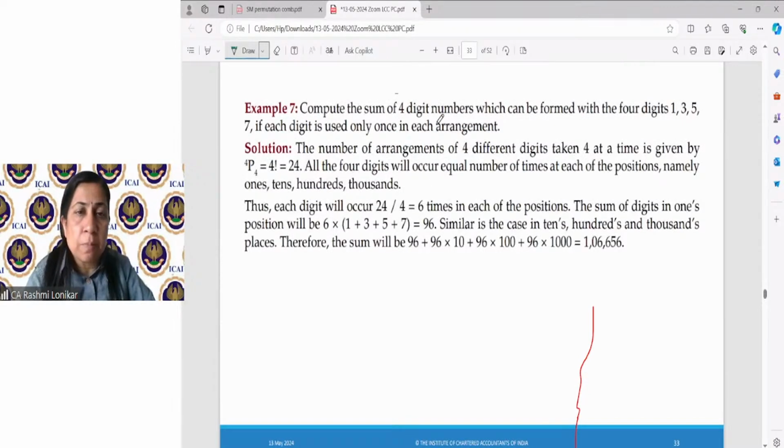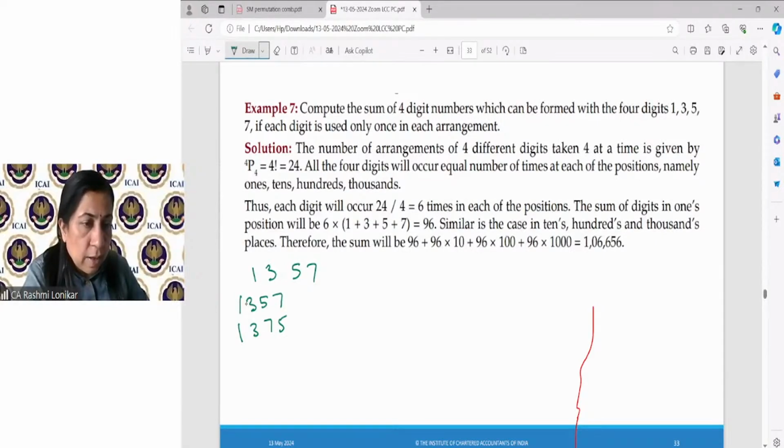Compute the sum of 4-digit numbers which can be formed with the 4 digits 1, 3, 5, 7 if each digit is used only once. So what are the digits I have? 1, 3, 5, 7. If I talk of the numbers that will start with 1, I can have 1, 3, 5, 7, then 1, 3, 7, 5. Then I can have 1, 7, 5, 3, 1, 7, 3, 5. Then I can have 1, 5, 3, 7 and 1, 5, 7, 3.